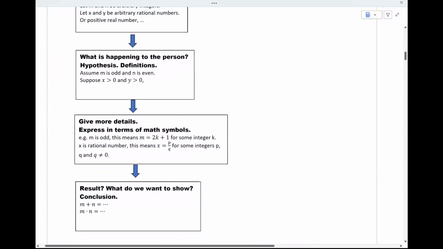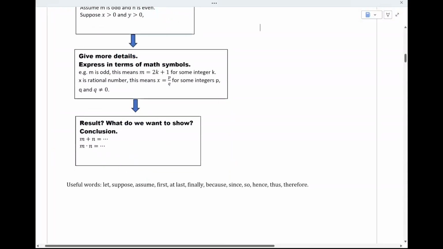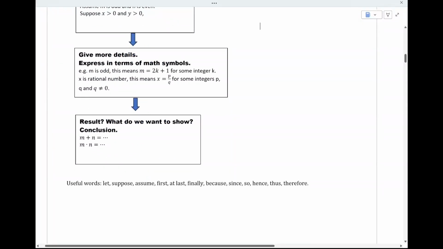What is happening? This is our hypothesis that you include in your story proof. So in the last one we had assuming that m is odd and n is even. Or we can suppose that x is positive and y is positive, greater than 0. You could include definitions at this point, but this is your hypothesis and then things that follow directly from your hypothesis. From there, you can talk about what's happening.